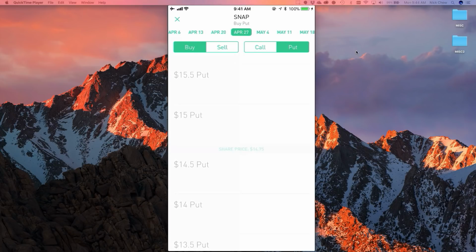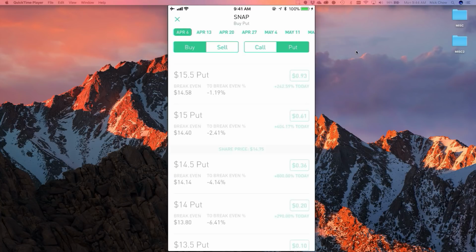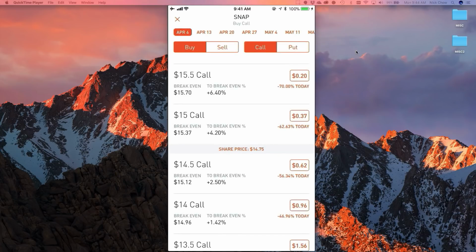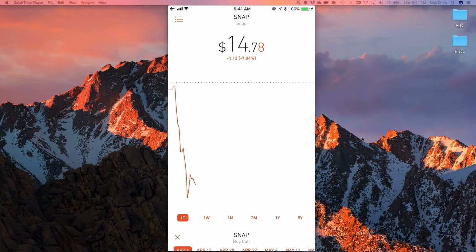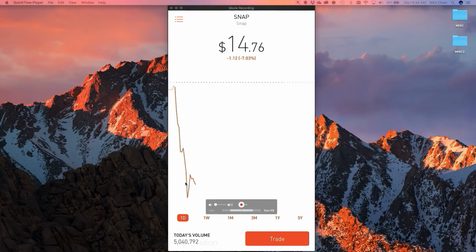Since this is just an example and I don't have a lot of buying power, I'm just going to choose this week's expiration, and I'm going to buy some calls today because the market's down so much. It looks like the share price went even a little bit lower than when we originally clicked on this. We could check it out here. Yeah, so it got a little bit of a bounce, but it's going back down.